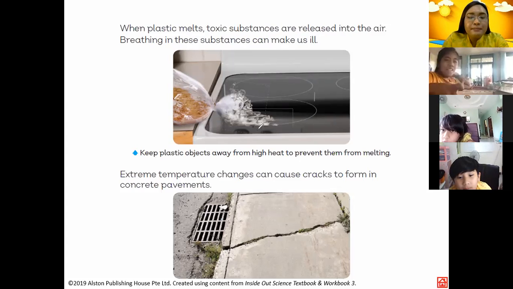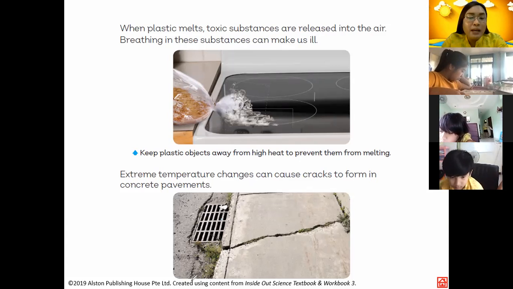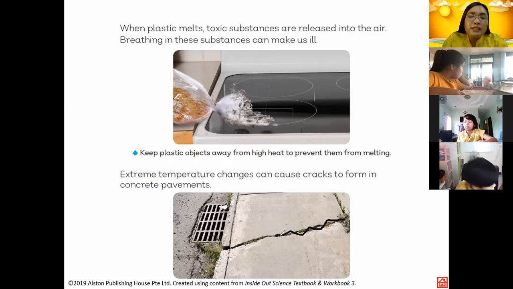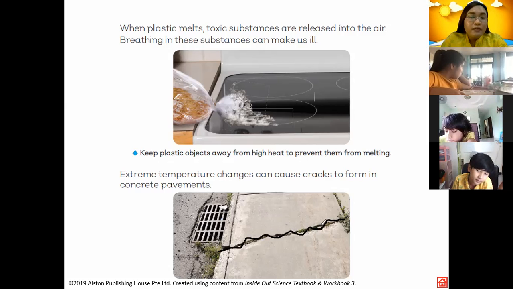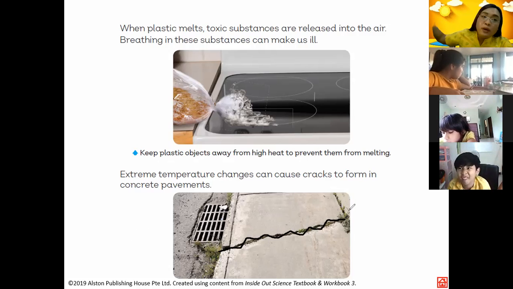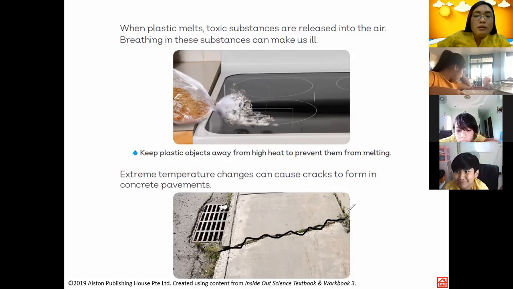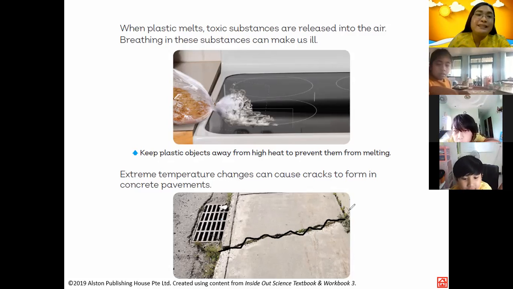And here, extreme temperature changes can cause cracks to form in concrete pavements. So class, if it's too hot, it will cause a crack. You see that? It will cause cracks in the concrete. Or for example, if the weather is very hot, there are some instances that the wall breaks. So this is an example.